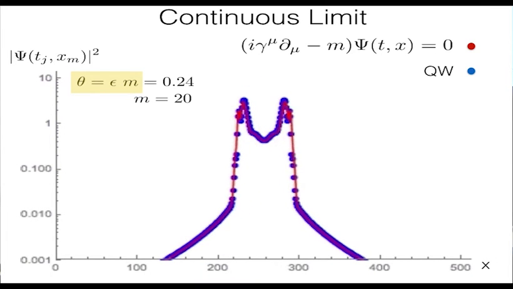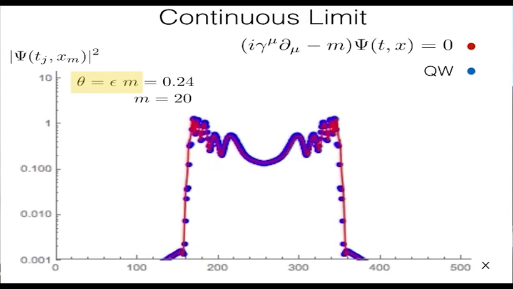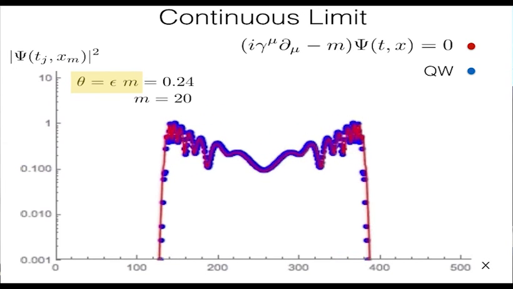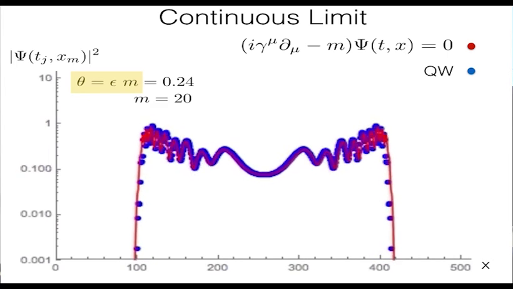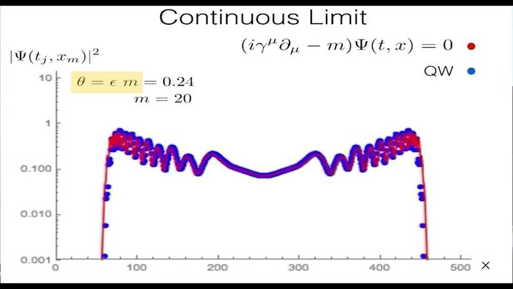Okay, let me just show you the numerical simulation. This is a log-lin scale, and the red solid line is the Dirac equation, the analytical solution, and the blue line is the quantum walk. You can observe that there is an epsilon error here, but the larger your numerical resolution, the smaller is epsilon, and the better is the convergence of the two. And clearly, you can obtain exactly this plot in all dimensions.